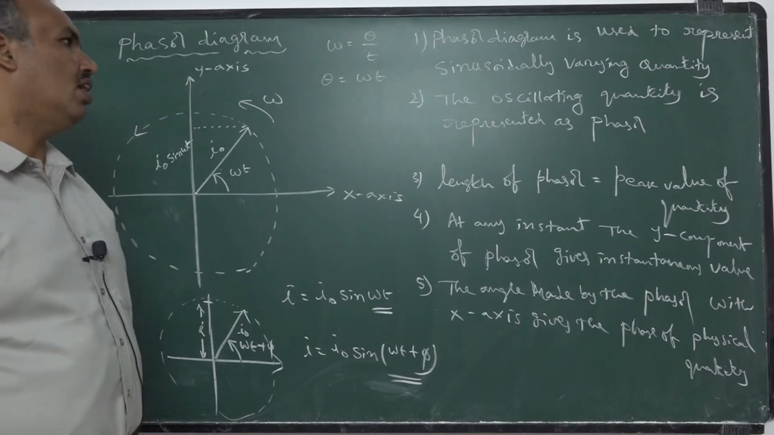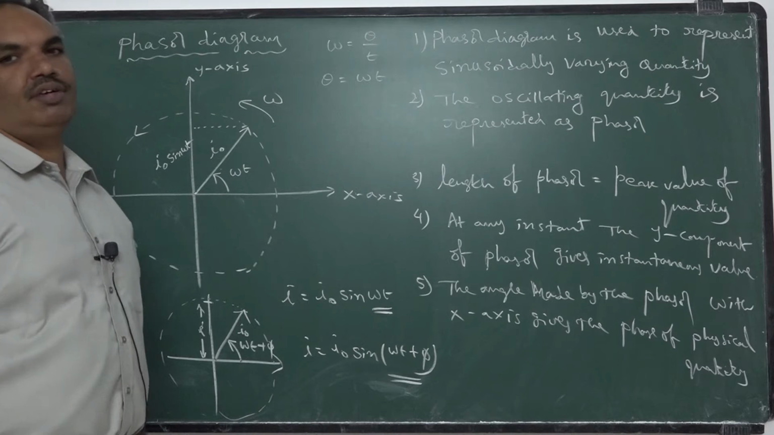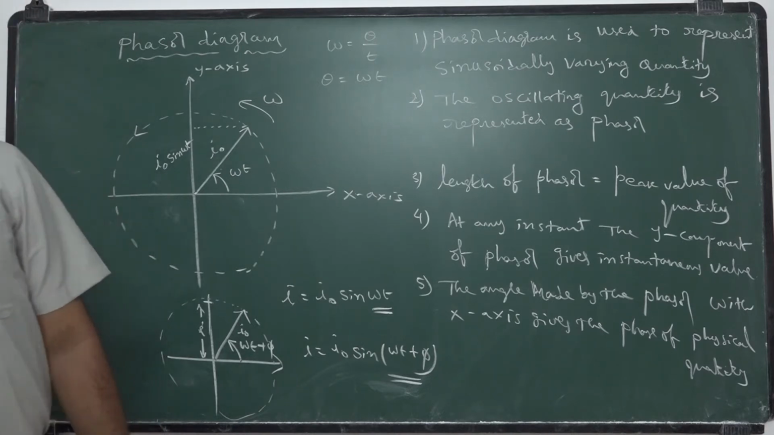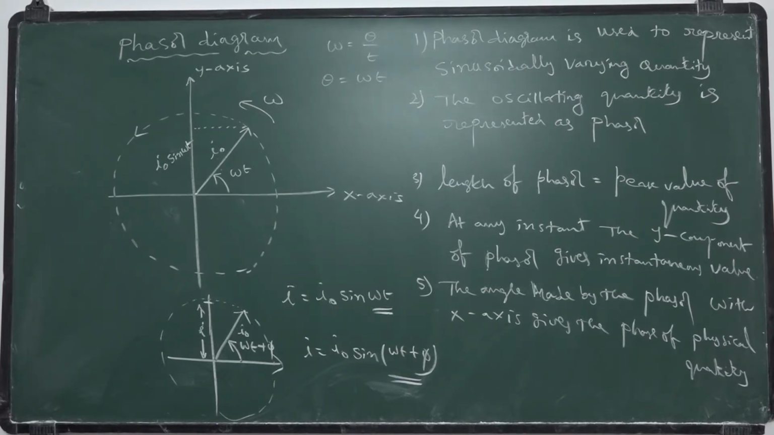So all these ideas can be understood by knowing the concept of the phasor diagram. I hope everybody followed and understood the basic idea behind the phasor diagram. Now let us move on to the behavior of alternating current in a circuit with only one resistance, nothing but a pure resistive circuit.